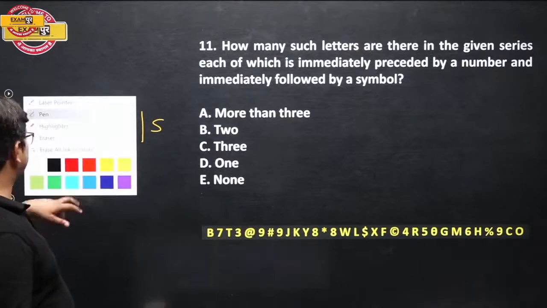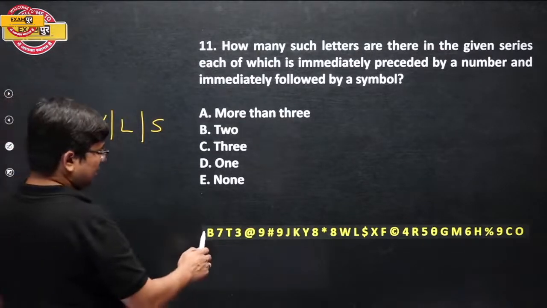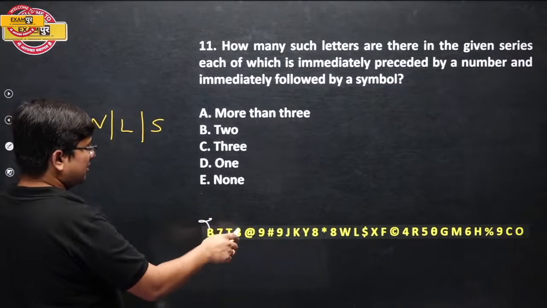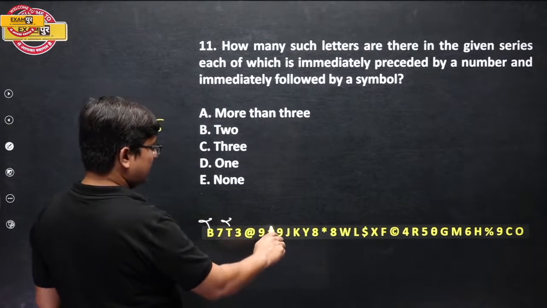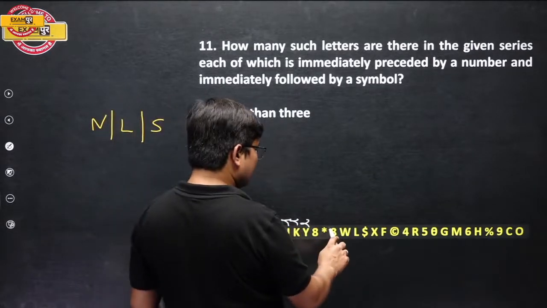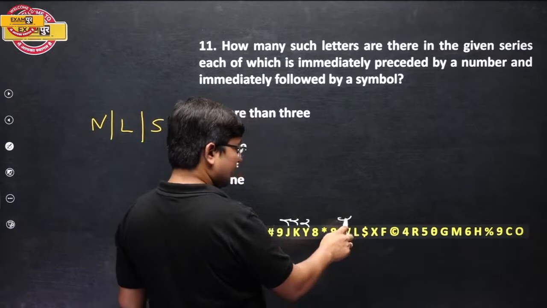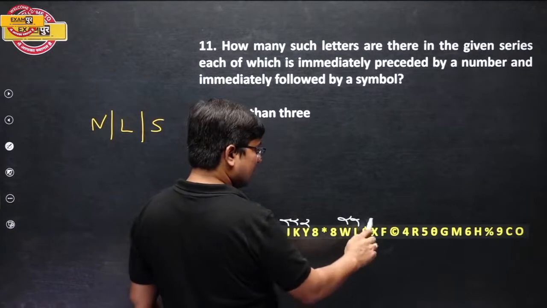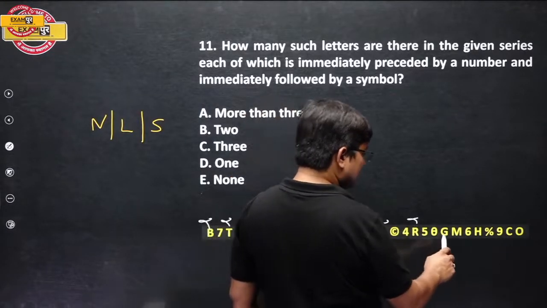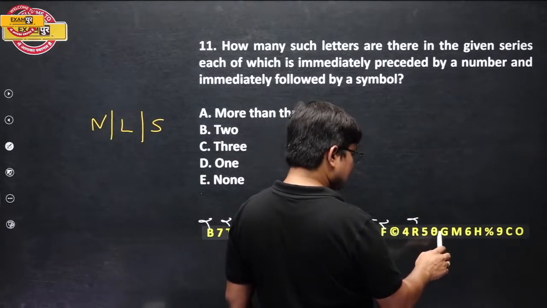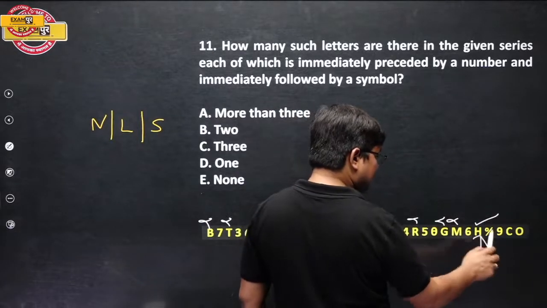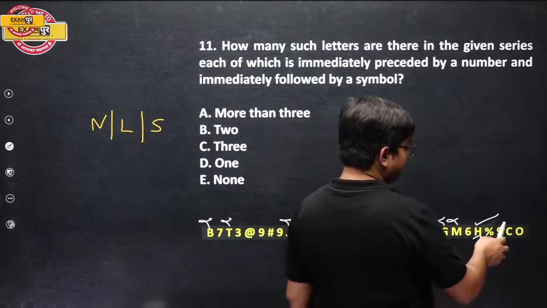So now, my dear students, here we go. Now this is a letter. Just before that number, just after that symbol? No. Letter before that number? No. Letter before that number? Yes. After that symbol? No. Letter before that number? No. Letter before that number? Yes. After that symbol? No. Then this letter. Letter before that number? No. Letter before that number? Yes. After that symbol? Absolutely. And now letter before that number?